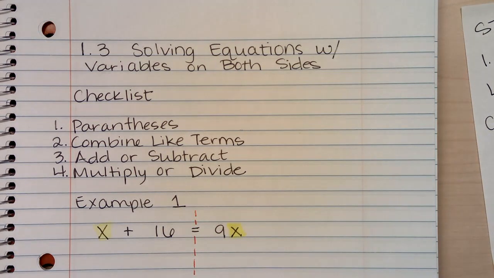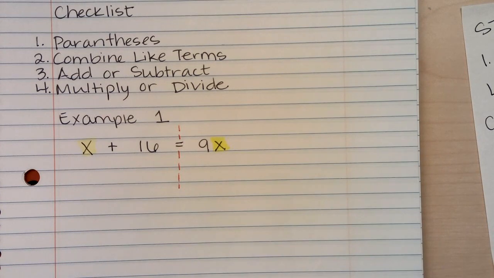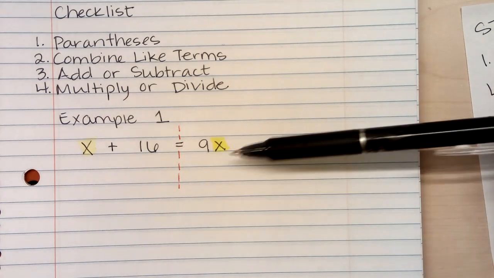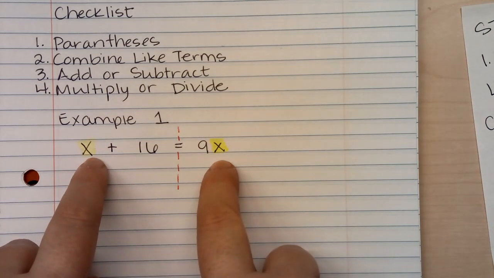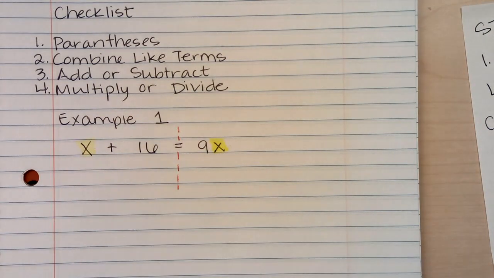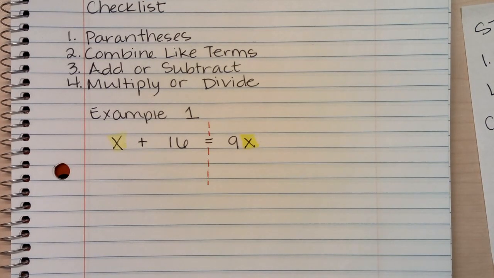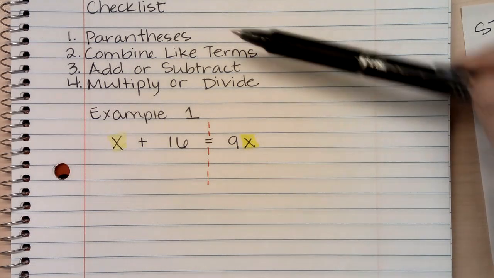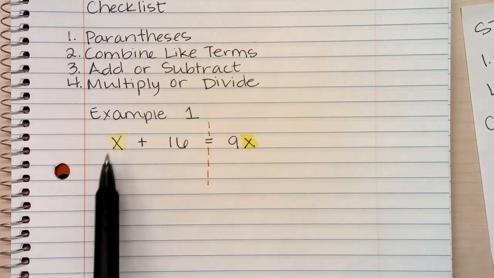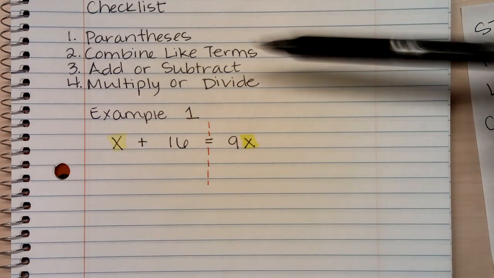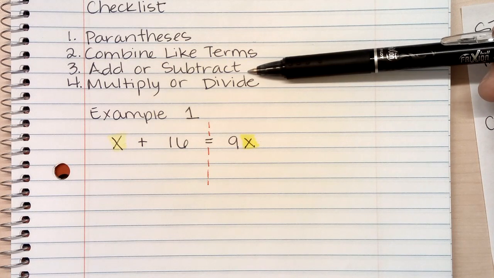So if we look at our first example here, we have x plus 16 equals 9x. Notice that on both sides of the equal sign, we have a variable, which is no bueno. We don't want that. We want to have our x on one side of the equal sign. While we look at our checklist, we do not have any parentheses. There are no like terms to be combined here or here. So we need to add or subtract.